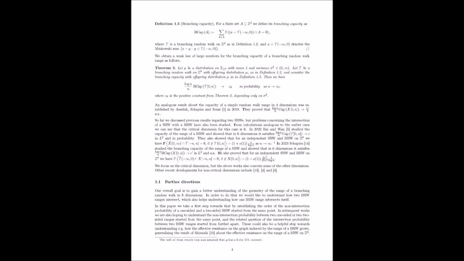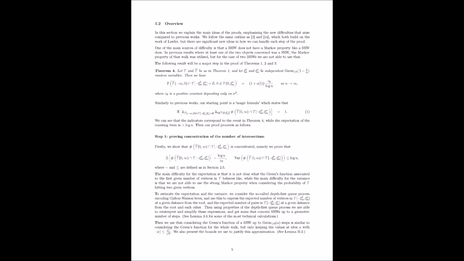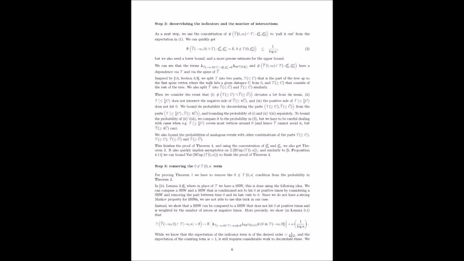You got it. And to crack this, they used Green's function. They found a link between the probability of these walks not intersecting and how Green's function works in 8 dimensions. We've mentioned Green's function a few times now. Can you remind us what it represents in this scenario? Why is it so important here?